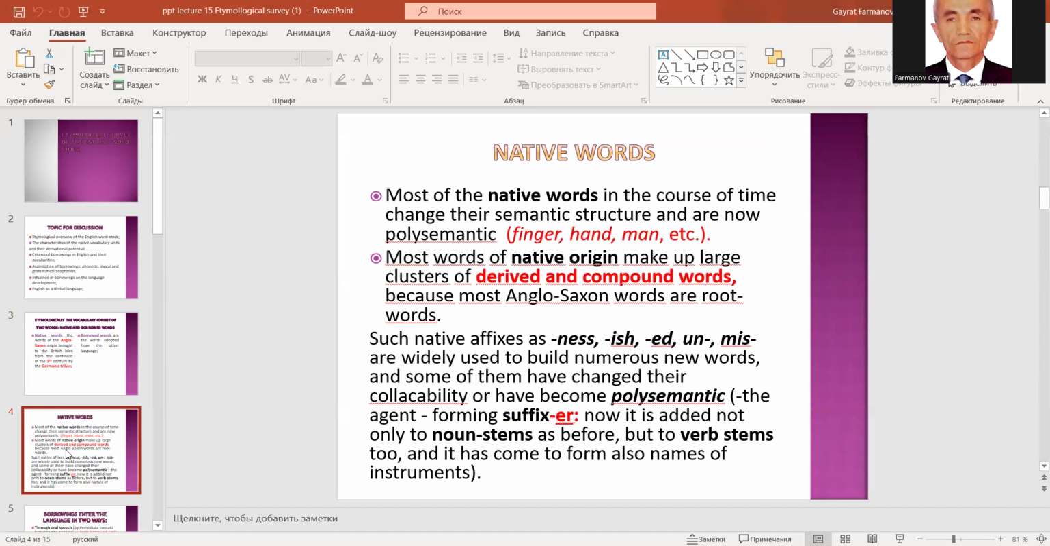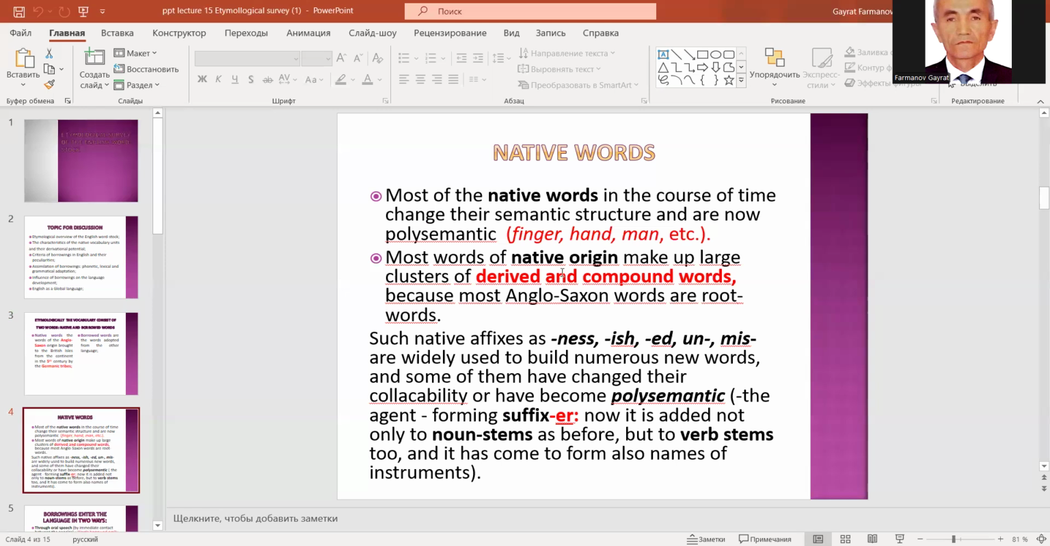Native words. Most of the native words in the course of time change their semantic structure and are now polysemantic: finger, hand, man, etc. Most words of native origin make up large clusters of derived and compound words.